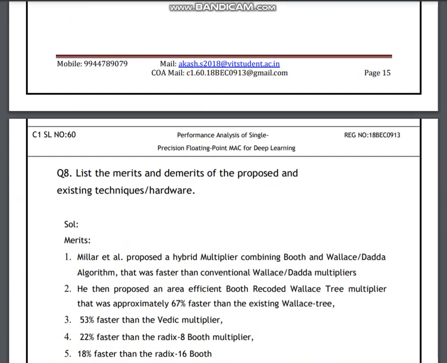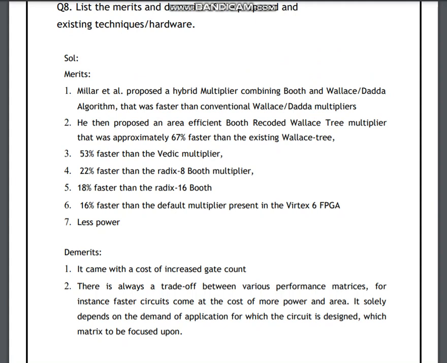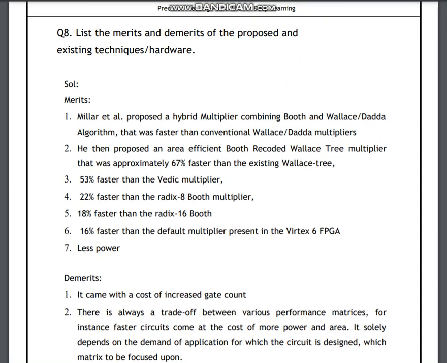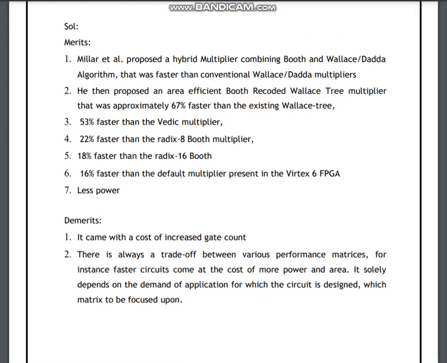Now moving on with the merits and demerits. As I told before, the speed of the multiplier in the proposed design is significantly faster than all the Booth multipliers which were already proposed in previous generations. But the problems, which are the demerits, are that it has an increased gate count, and the power and area are significantly larger.